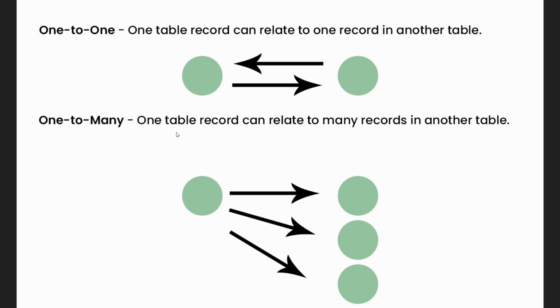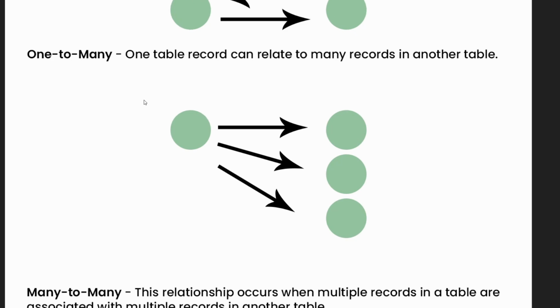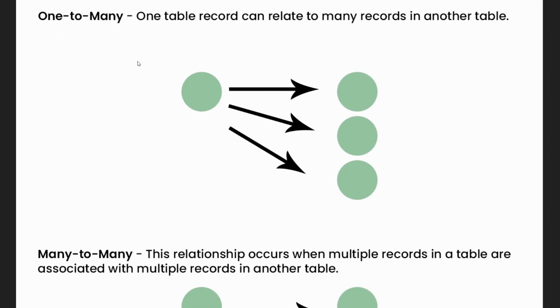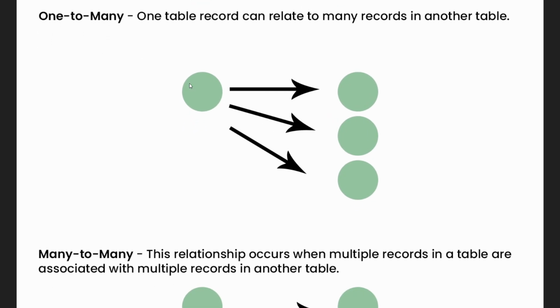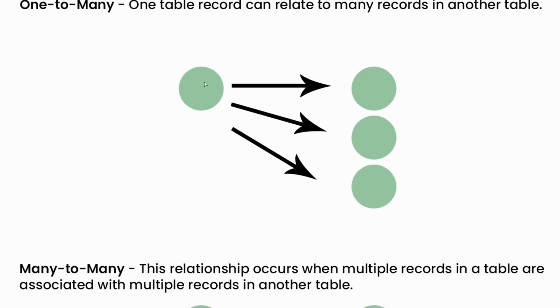A one-to-many relationship. This is going to be your most common relationship that you're going to see in any database. Now, one-to-many is pretty self-explanatory. We'll see a couple examples of this.